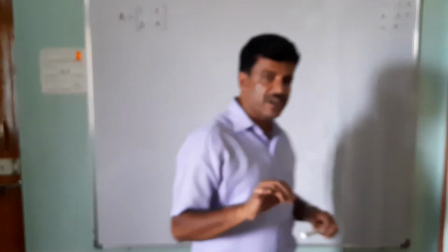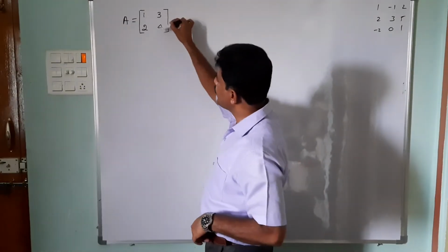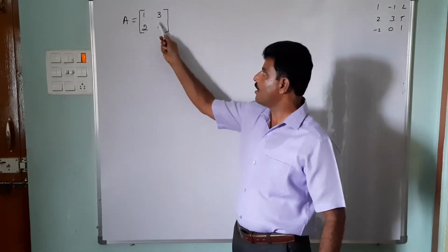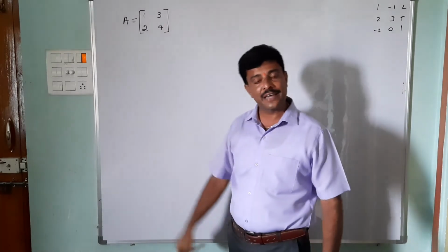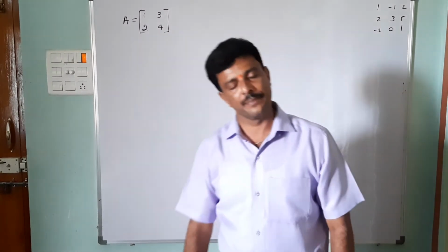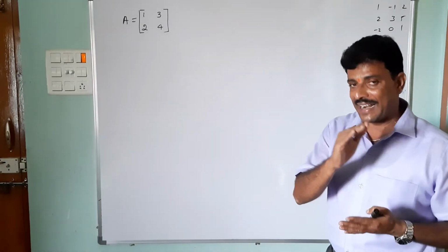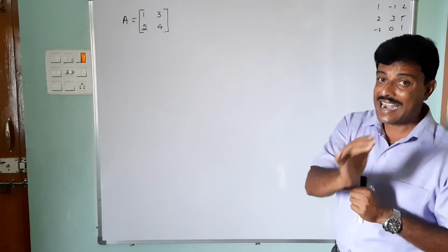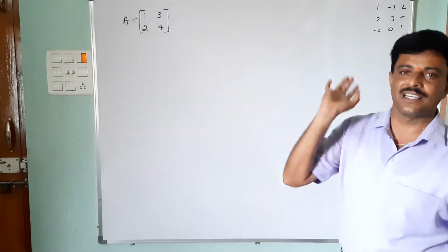Already we know the principal diagonal elements and the secondary diagonal elements. According to this matrix, 1 and 4 are called the principal diagonal elements, and 2 and 3 are called the secondary diagonal elements. To find the adjoint of the matrix, the principal diagonal elements are interchanged and the secondary diagonal elements change sign.